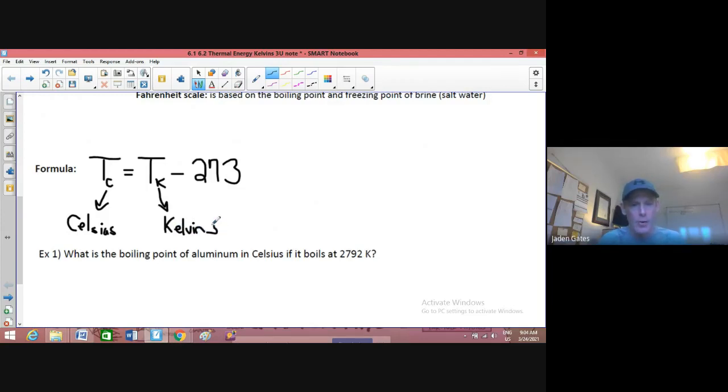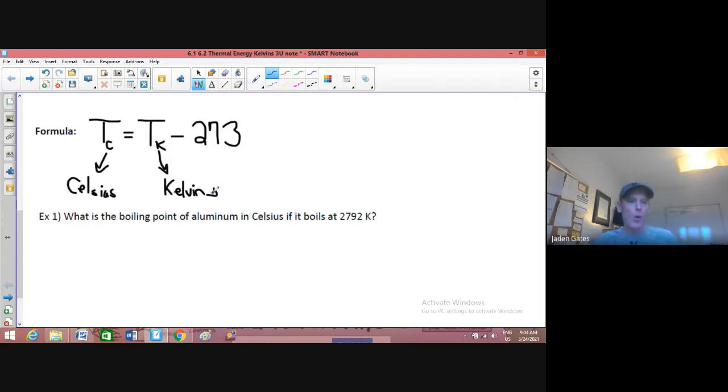All right, now we get to example 1. What is the boiling point of aluminum in Celsius if it boils at 2,792 kelvins? This here is considered our TK. What we're looking for is our TC.